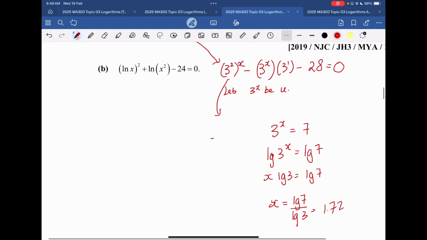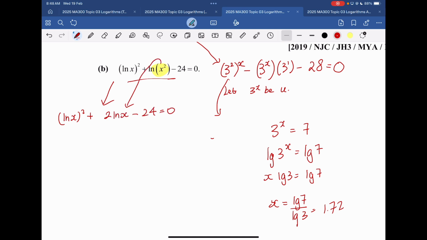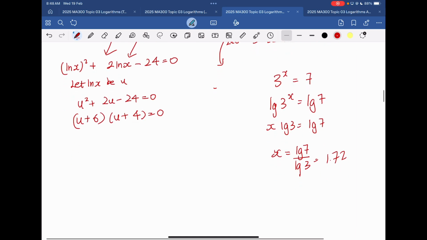Okay. So now I look at B. B looks sneaky and confusing. But actually, this you can bring down, right? Ln x whole thing squared cannot bring down. But this you can change to 2 ln x minus 24. Let ln x be u. u squared plus 2u minus 24 equals 0. Very easy. u minus 6, u plus 4 equals 0. Wrong. u plus 6, u minus 4 equals 0.